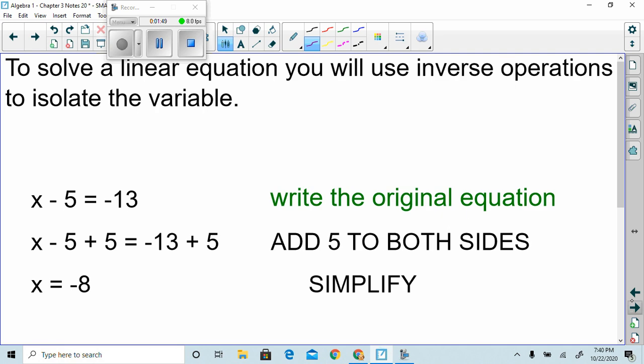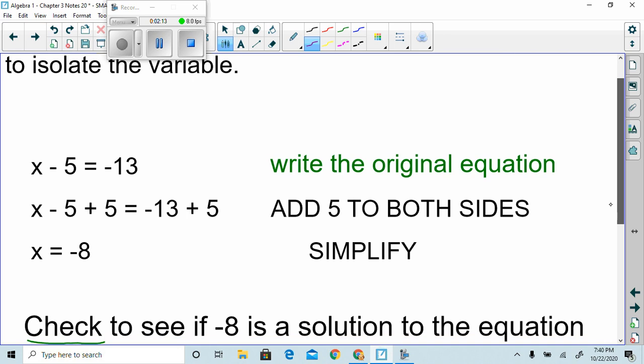To solve a linear equation, you will use inverse operations, and our goal is to isolate the variable. You're going to start by writing the original equation. When I see a subtraction equation, I'm going to add. So I'm doing the inverse. The inverse of subtraction is addition. I'll add 5 to both sides, and I'll get x is equal to negative 8.